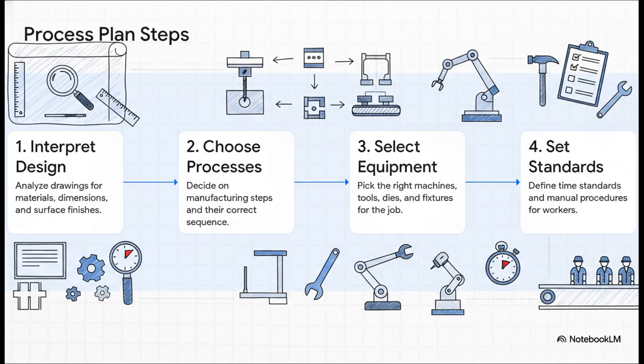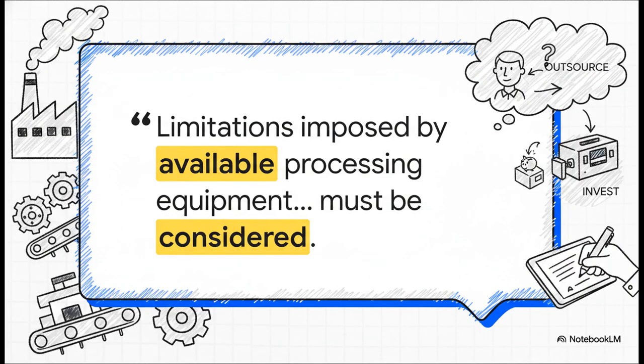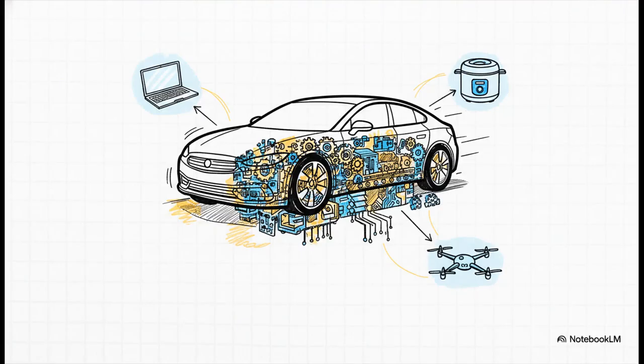Step 3 is selecting the exact equipment, the right machines, tools, and custom parts like dies for stamping metal. And finally, Step 4 is setting the standards for any manual work, which makes sure everything is consistent and efficient. But here's a crucial dose of reality. Planners have to work within the limits of the equipment that is physically right there in their factory. This creates a constant challenge. If the factory can't make a part the way it was designed, the planner has to make a tough call. Should they send it out to be made somewhere else, or does the company need to invest in brand new machinery?